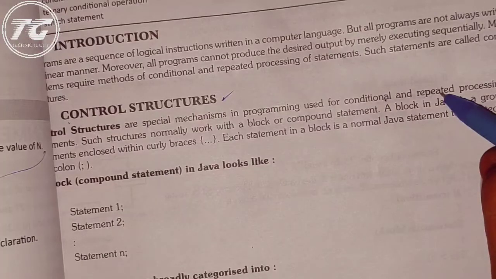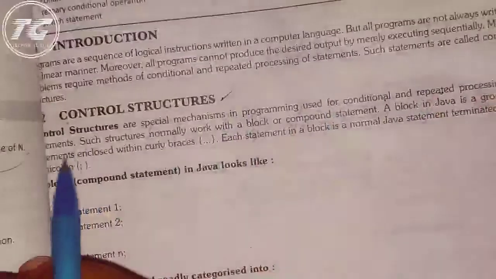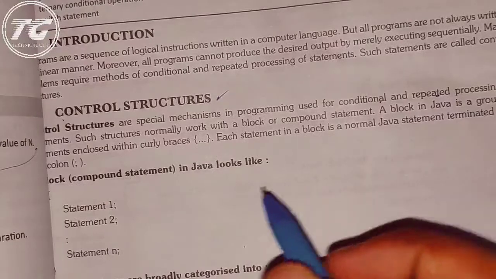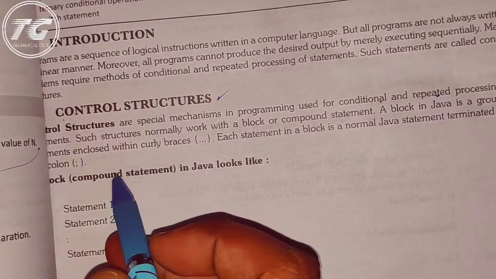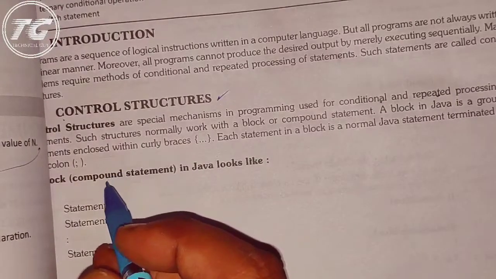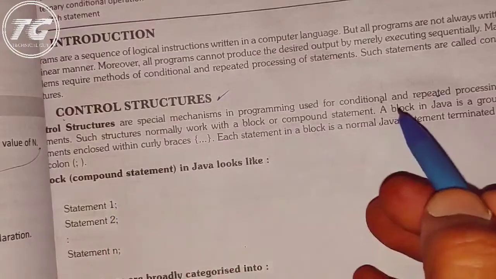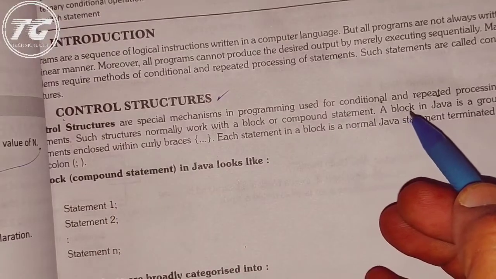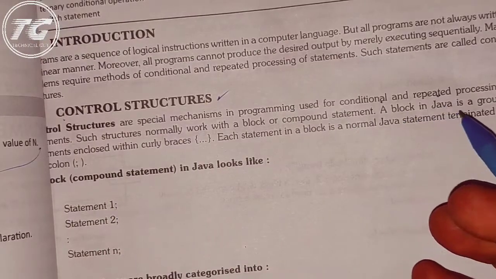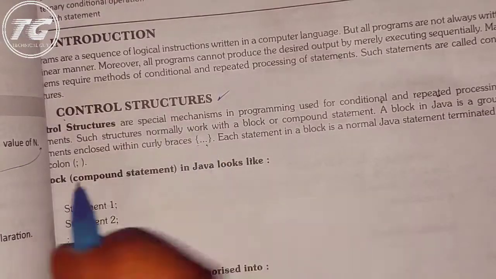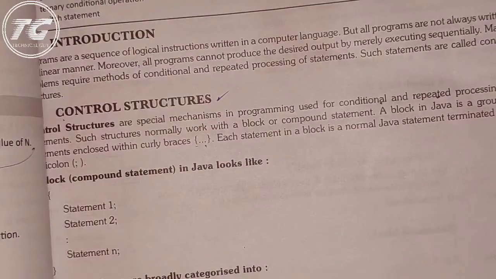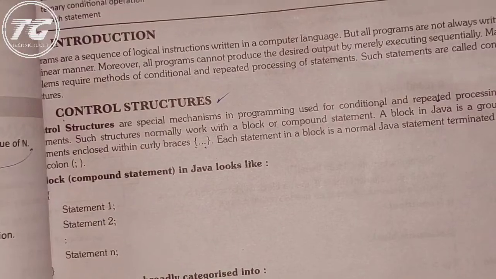They are called looping control structures. And these control structures can execute a statement or a set of statements that is enclosed in curly brackets.